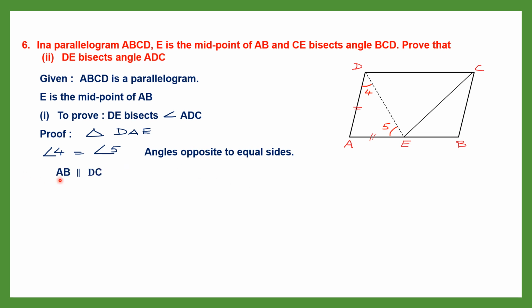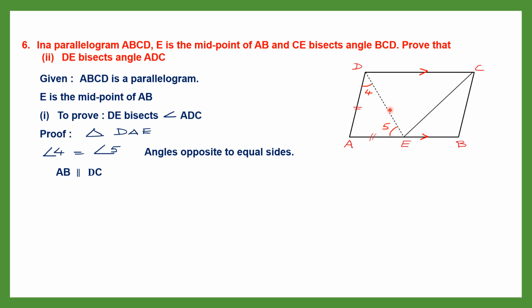Now let's look at lines AB and DC. This is AB, this is DC, and as you can see they are parallel to each other. Let's mark that. They are parallel to each other. Now if these two are parallel to each other, we can take AD as the transversal.